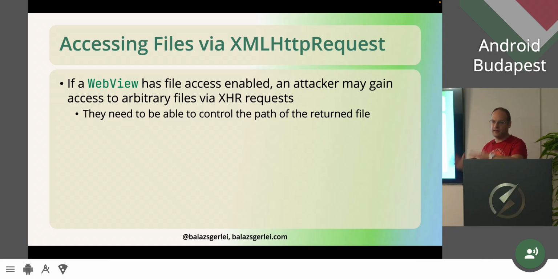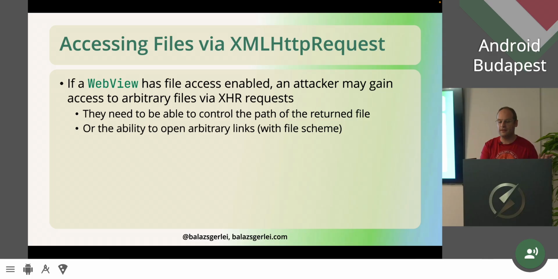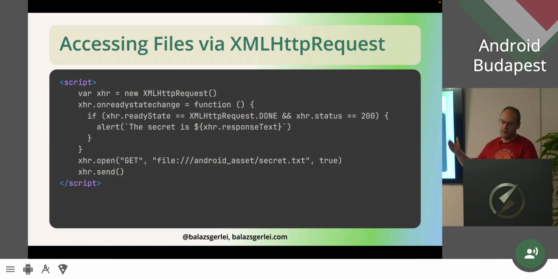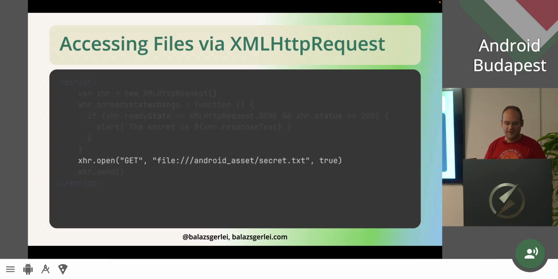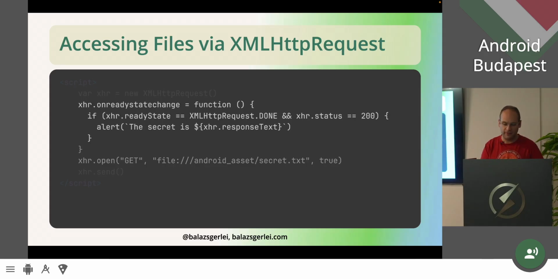Basically, the exploitation is possible if someone else is able to control the path of the file that is returned, because you may want to serve files to the JavaScript. But if the path is not controlled by you, or you are not enforcing what kind of path can be called, then an attacker can just call arbitrary files, open arbitrary links with the scheme. So an example attack can look like this. This creates an XML HTTP request at the top. This is JavaScript. And then it calls the open call with the file URI appended to it.